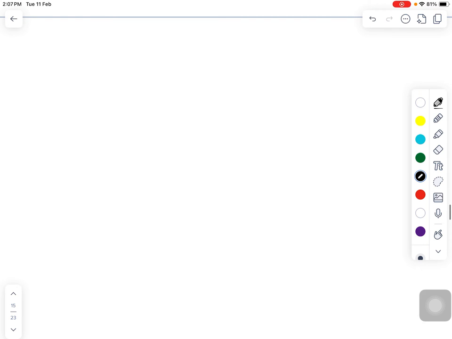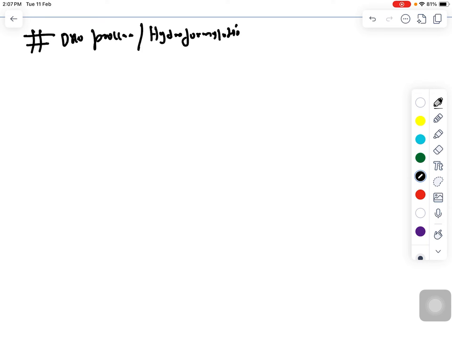Now coming to the most important process, and this is very important for the GATE examination, that is the oxo process. And sometimes this process is also called the hydroformylation process. So when we talk about the oxo process, this is also known as hydroformylation. This is an industrial method for the production of aldehyde by reacting alkene with syn gas. So first you should know the formula of syn gas. Syn gas is CO plus H2. That is also sometimes called synthesis gas.